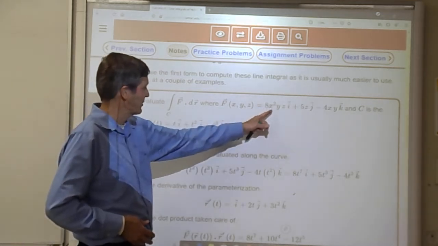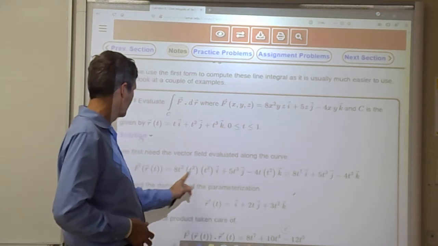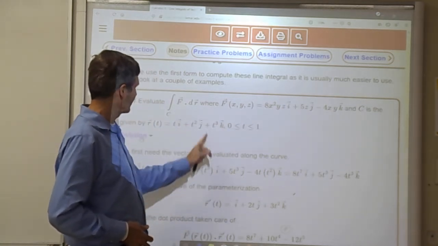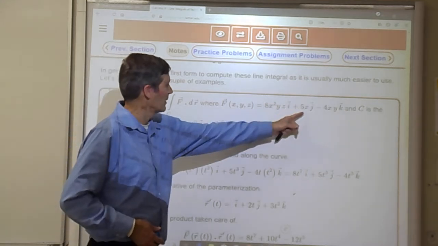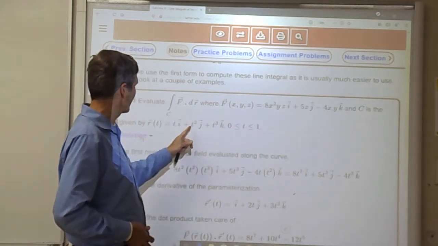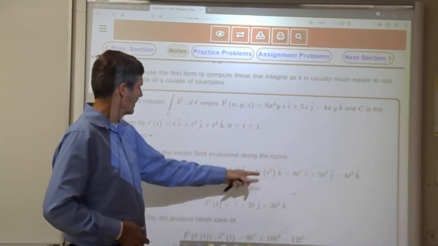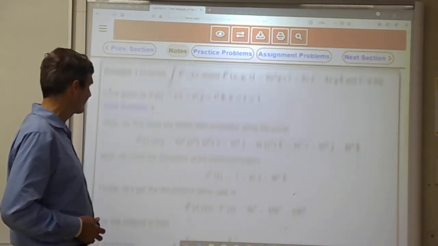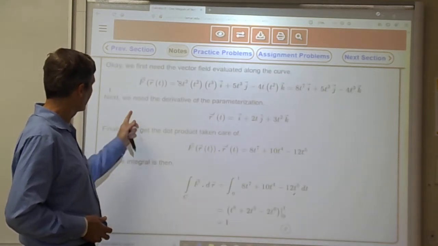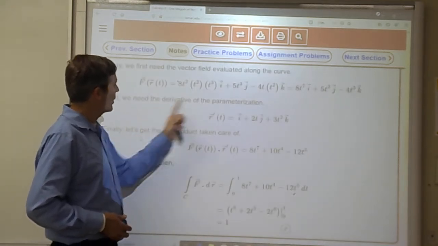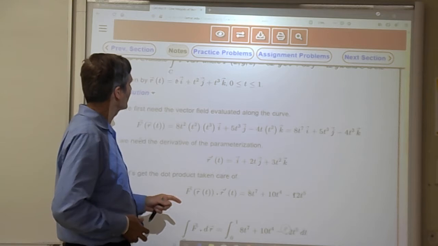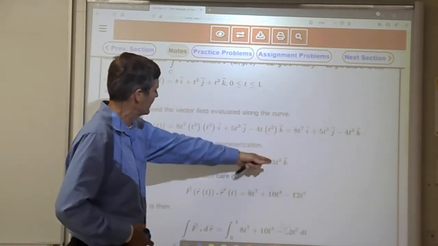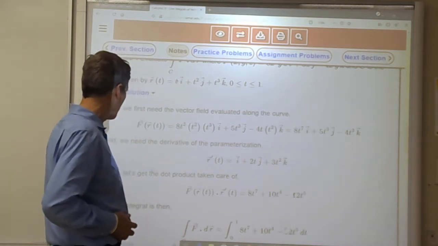So you get 8 times t squared times z, which is t cubed, i, and so forth. For 5z, you plug in 5t cubed, and so on. So this gives the force as a function of t along the path in three-dimensional space. And then r prime, if you go back and look at the initial path, we just take the derivative term by term. 1, 2t, 3t squared is r prime.